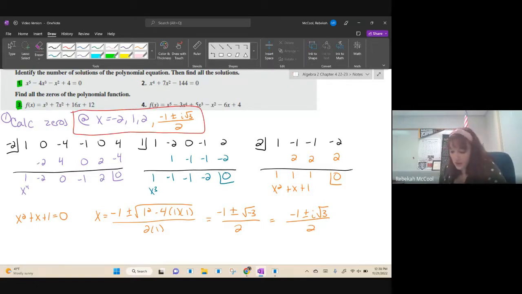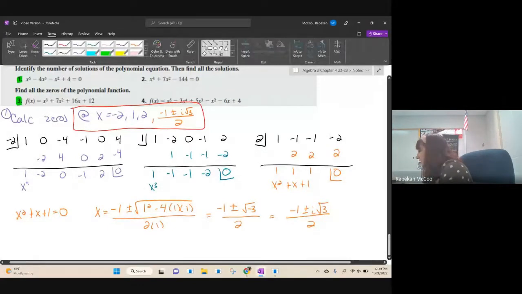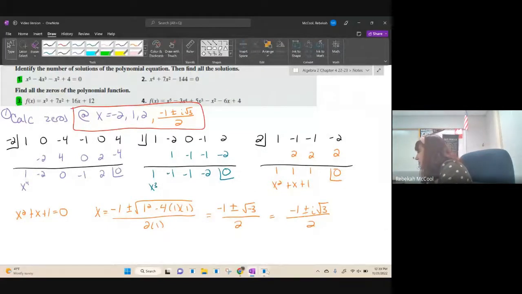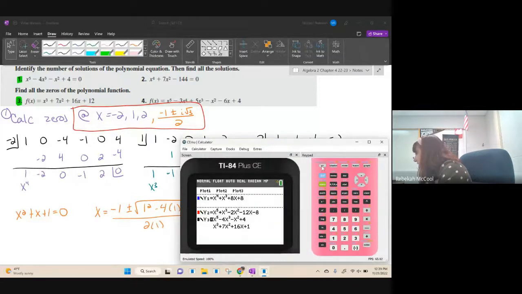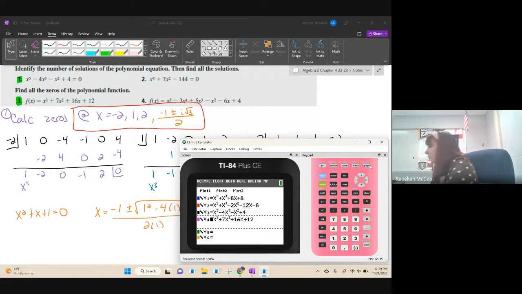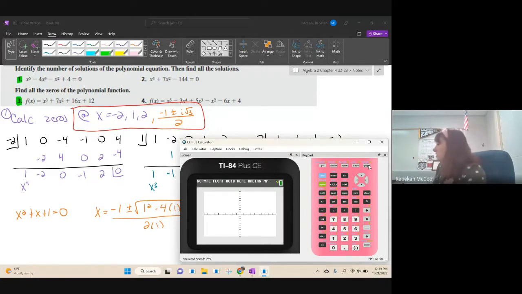And the last one we're going to look at here is number 3. Number 3 is a cubic, so we're going to have 3 solutions. First things first, I'm going to look at my graph. That one, that one. So we're hoping to see 3 solutions. Now I only see, I think, 2.